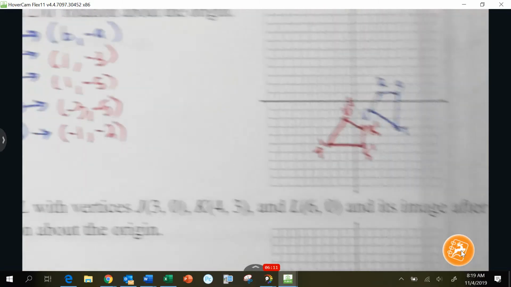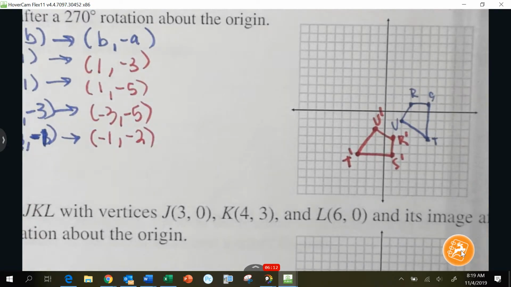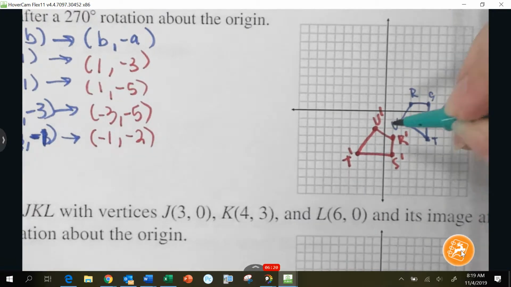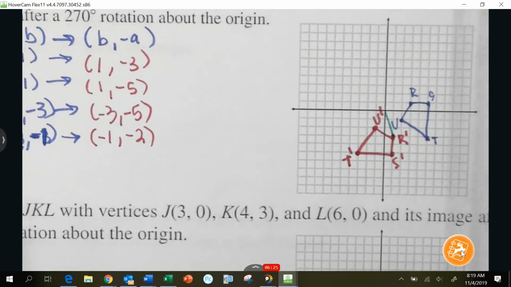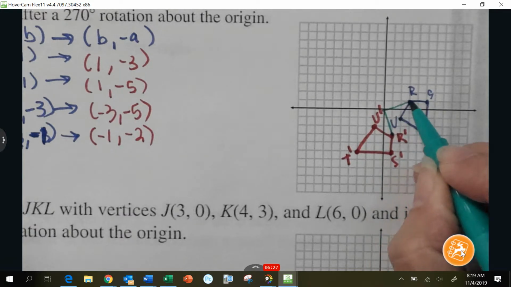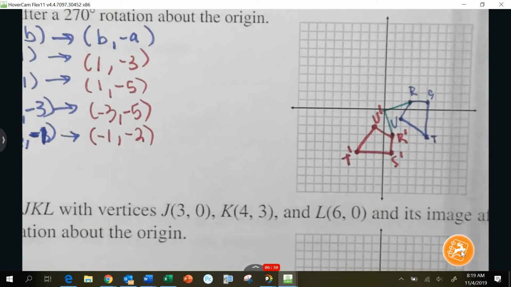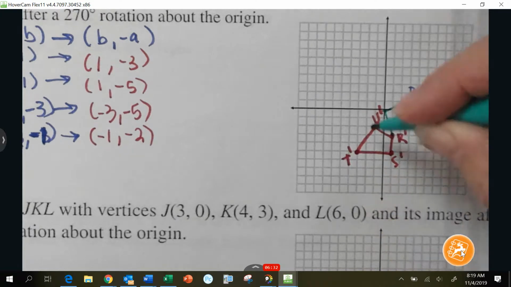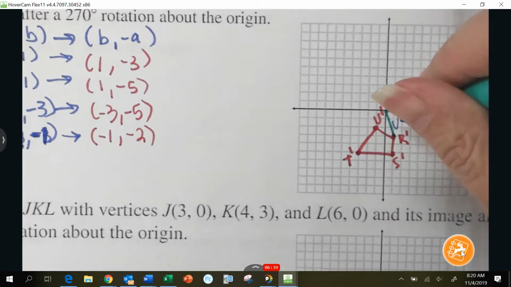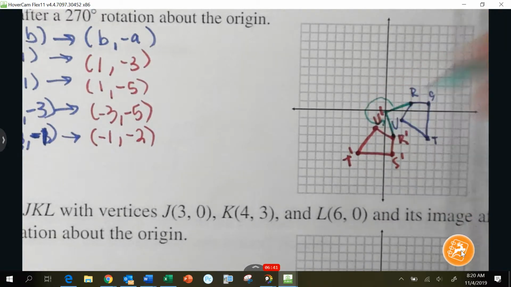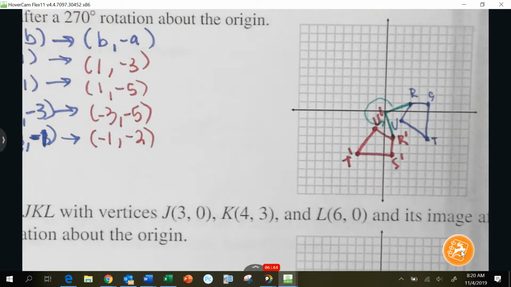Now you do not have to do this every time. But if I take point R, and I draw a straight line from R to the origin, and I also draw the straight line from R prime to the origin, these little helpers, these little rays, should form what angle? 270. That means I've got to think around this direction. Okay, so 270 degrees counterclockwise.